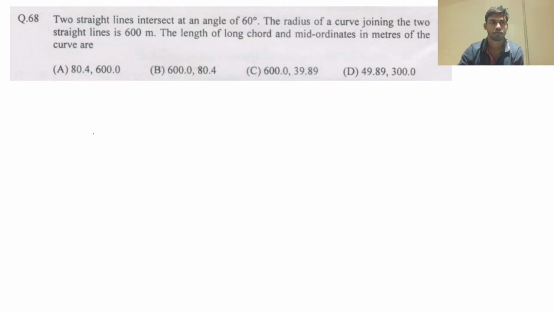Next question. Two straight lines intersect at an angle of 60 degree. The radius of a curve joining the two straight lines is 600 meter. The length of long chord and mid ordinates in meter. So first of all, two straight lines intersect at an angle of 60 degree. That is delta is equal to 60 degree.